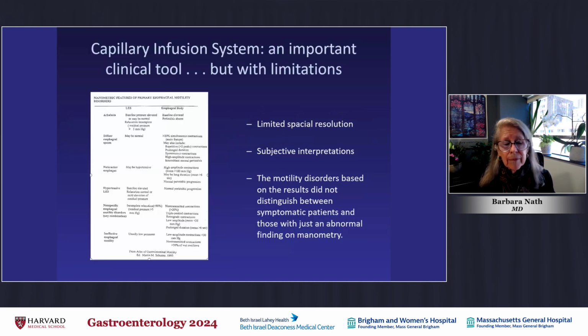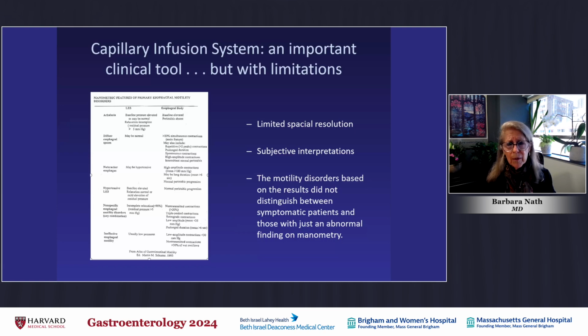And the capillary infusion system actually generated 6 categories of motility disorders, which you can see here. And some of the labels are familiar. So achalasia, diffuse esophageal spasm, ineffective esophageal motility, but they had different manometric features than what we think of today.